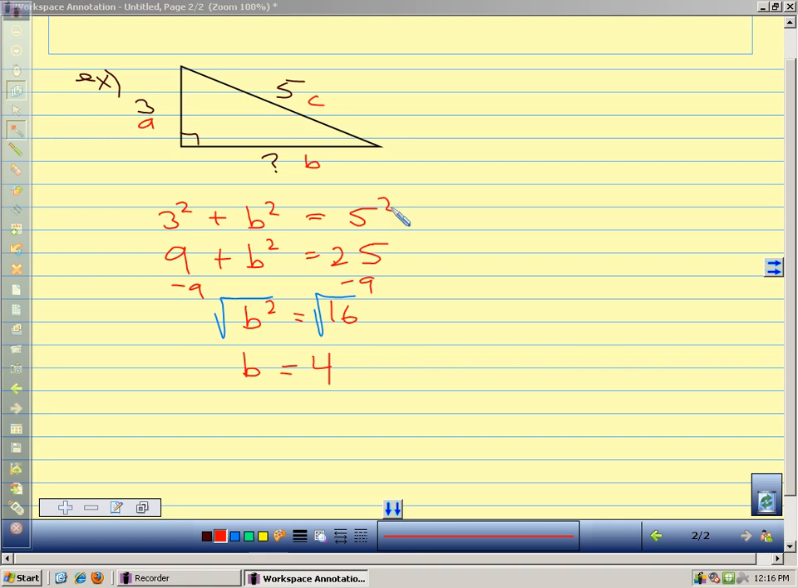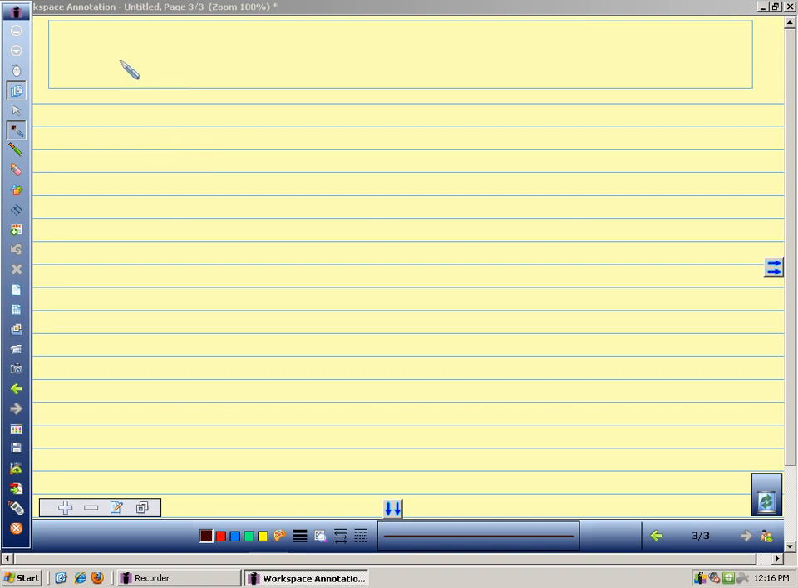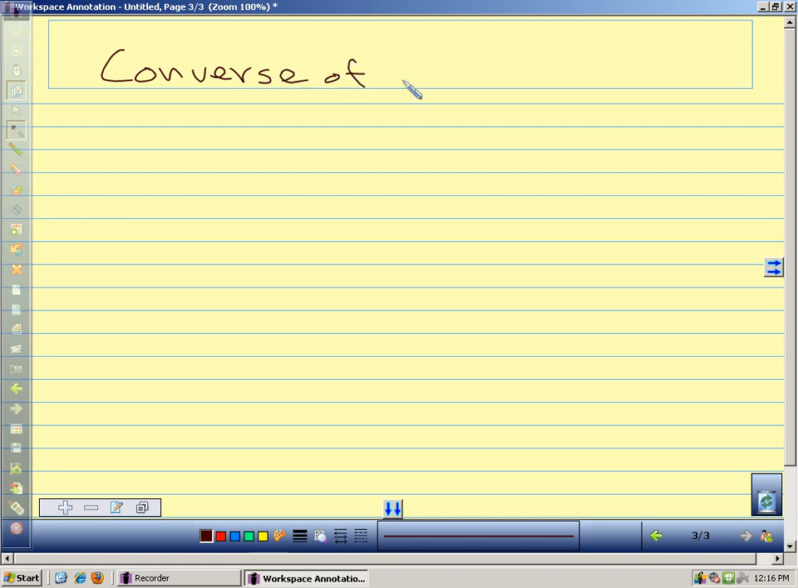Questions on the Pythagorean theorem so far? All right. Let's look at the next part. The next little piece of information that we're talking about with the Pythagorean theorem: the converse. Converse of the Pythagorean theorem.